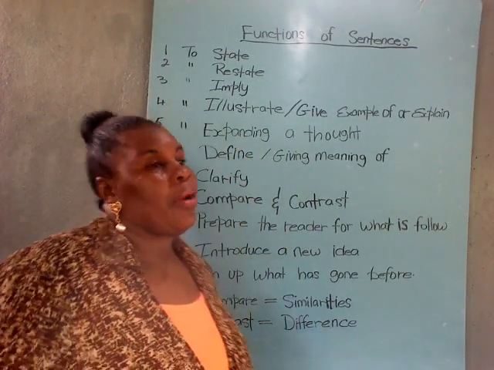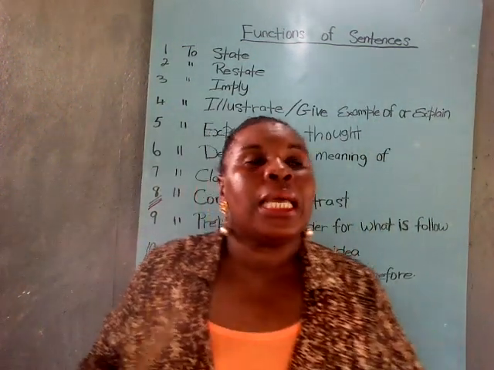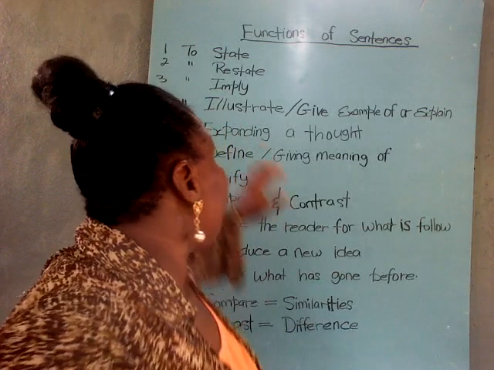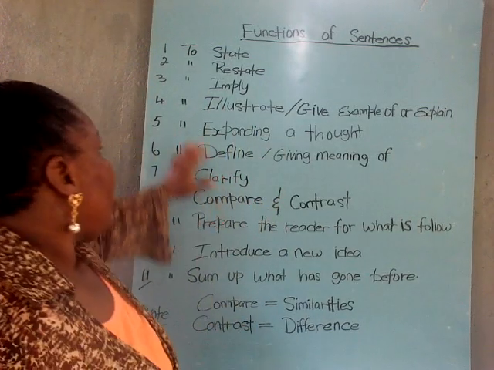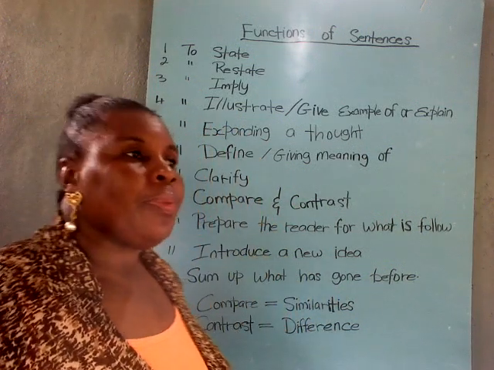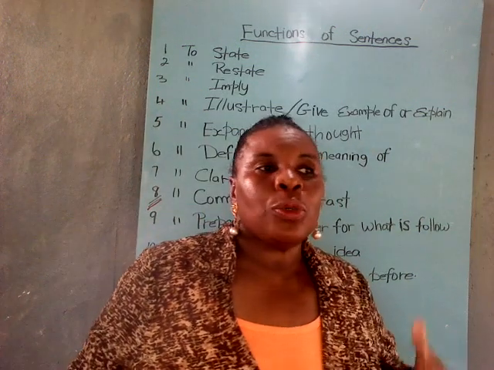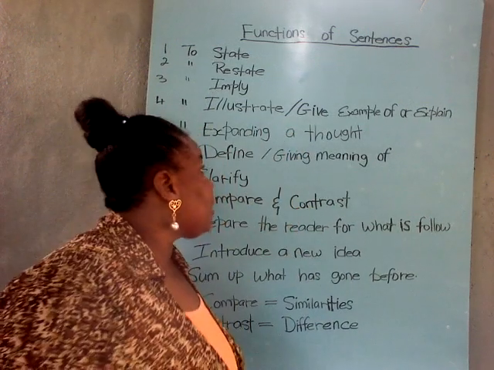To imply, alright? To make something implicit that you don't want to be said clearly, alright? So you imply it, okay? To illustrate, give examples of or explain. So you give an example of whatever you're trying to get your reader to understand.